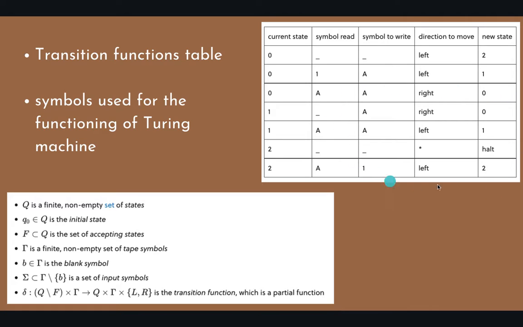This is an example of transition functions table. One can see that all the next steps are decided by the previous step. And these are the symbols used for the functioning of Turing machine. From these two images, we can see that the essence of computer science is the combination of algorithm and logic.